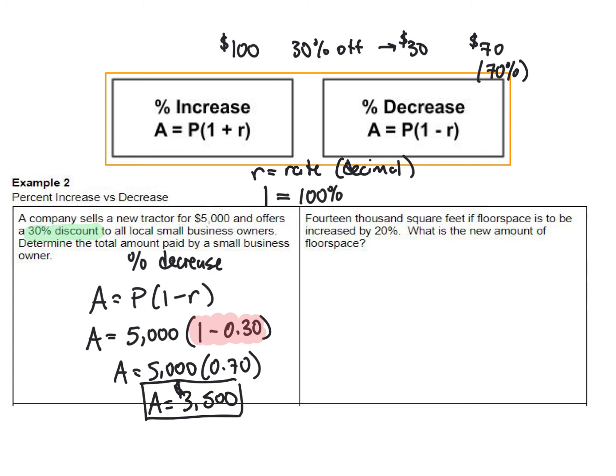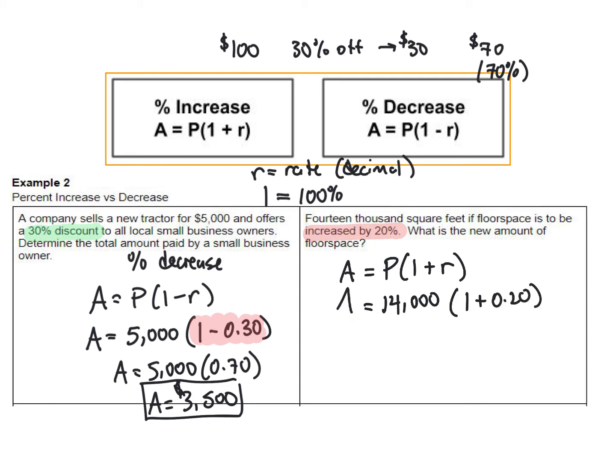What is the new amount of floor space? Now here we have a percent increase. Okay, so I'm going to set this up the same way. We have 14,000 square feet. So using my formula, A equals P times 1 plus R, since we're looking at increase, my original amount is 14,000 square feet. So I'll put 14,000 times 1 plus my rate of 20%, which would be 0.20.